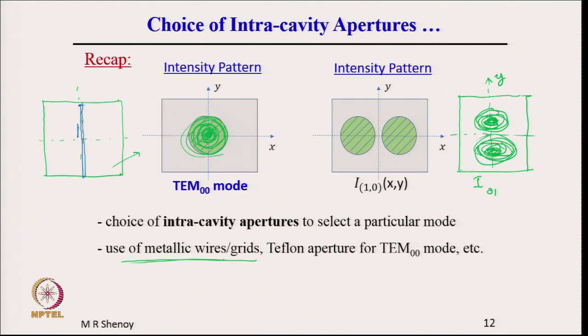therefore, there is a huge loss which is taking place for this mode, because the mode has maximum. As we plot the line diagram, the mode has maximum in the center and we have placed a metallic wire. So, this is a metallic wire.